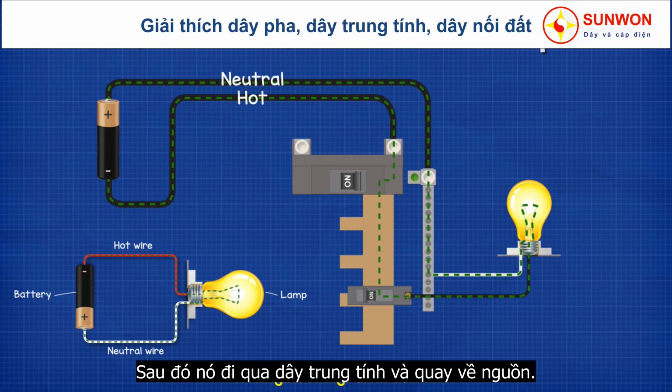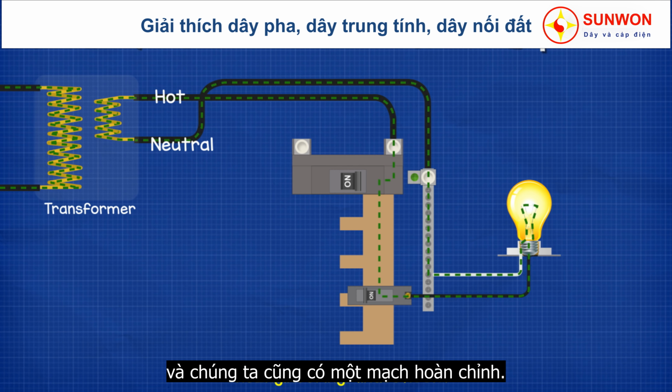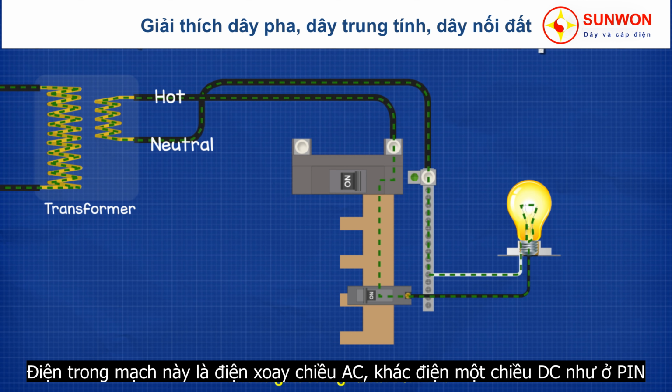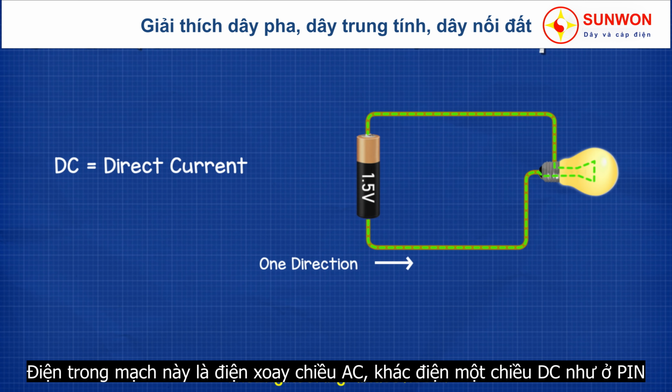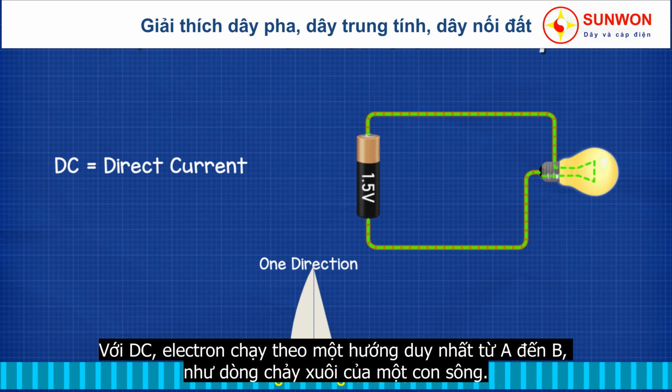Now of course, homes are not connected to batteries, they are connected to transformers. So we're going to replace the battery with a transformer, and there we go, we have a complete circuit. The electricity in this circuit is AC alternating current, which is different from the DC direct current which we saw with the battery. With DC, the electrons flow directly from A to B in only one direction, much like the flow of water down a river.